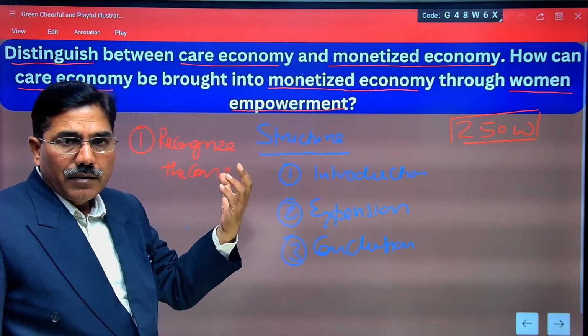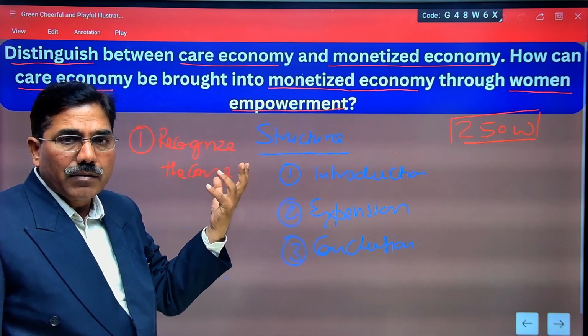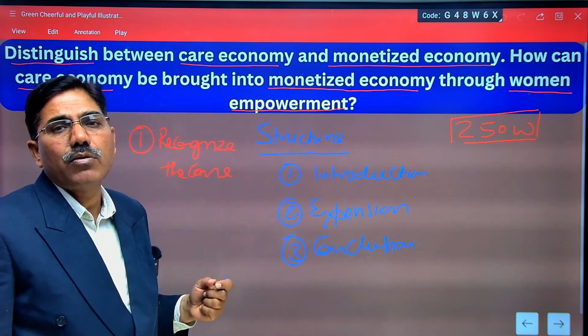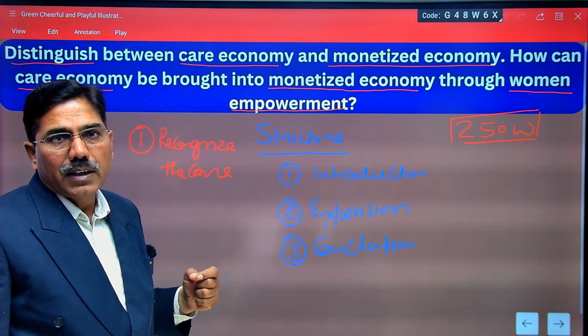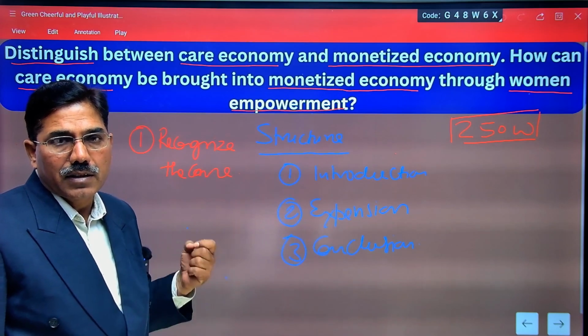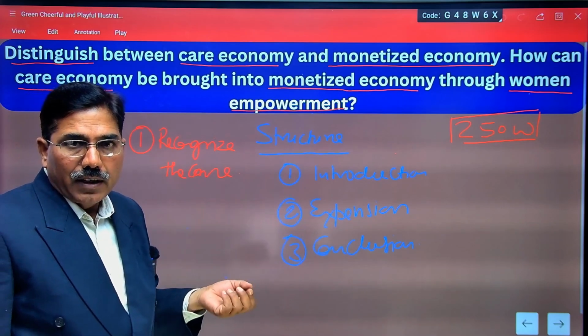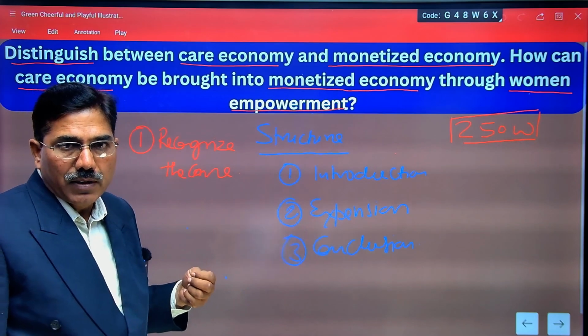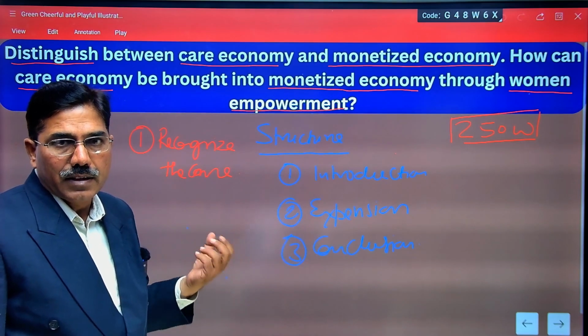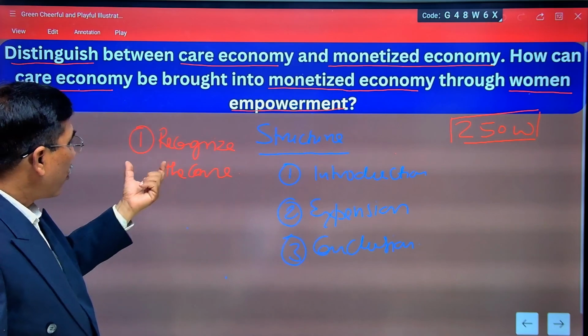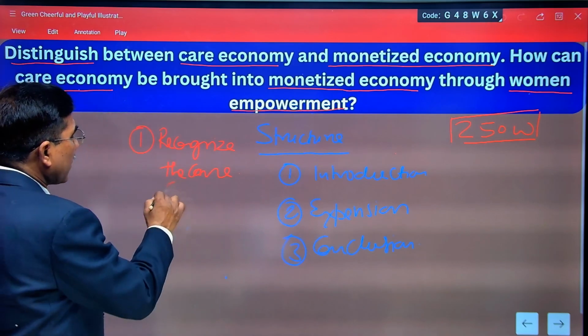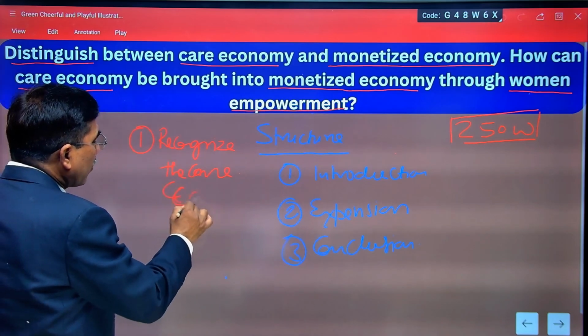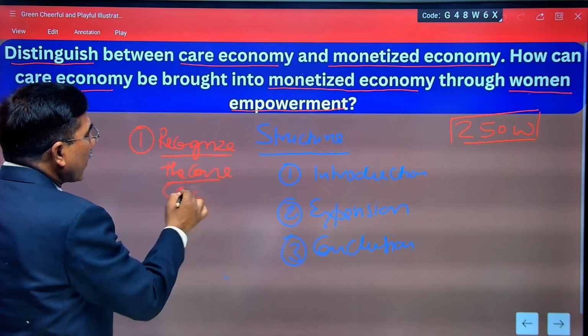Recognition means when you begin to estimate the value of women's work in the house, whether they are maintaining their garden, maintaining their children, or providing different kinds of services to their family, like food preparation. That is the recognition of the care economy. At the first level, what we have to do? Recognition of the care economy.